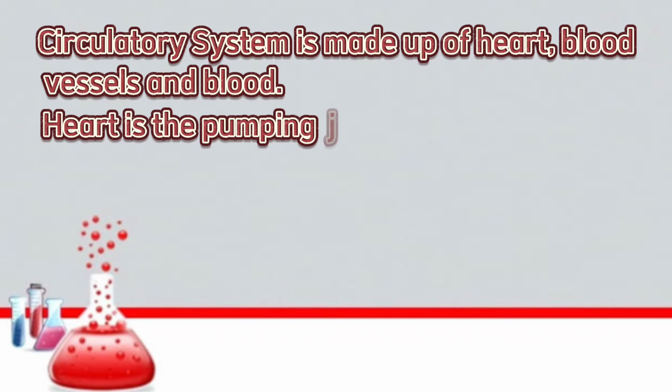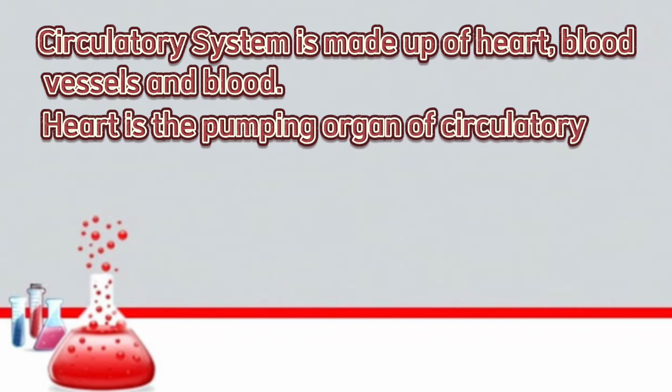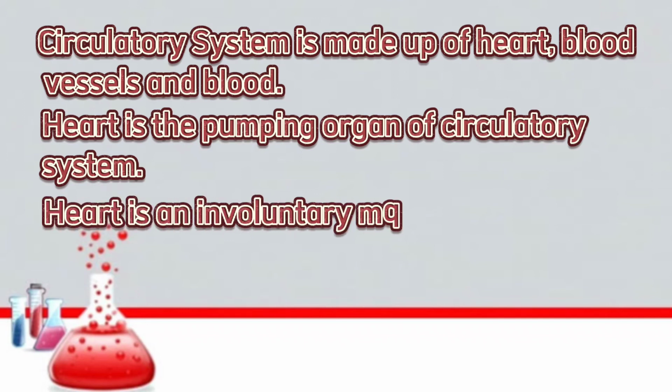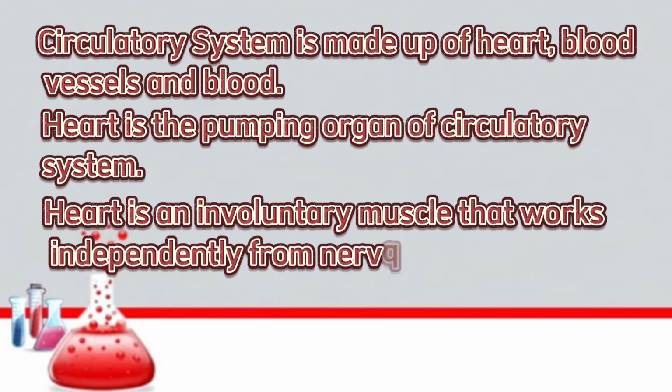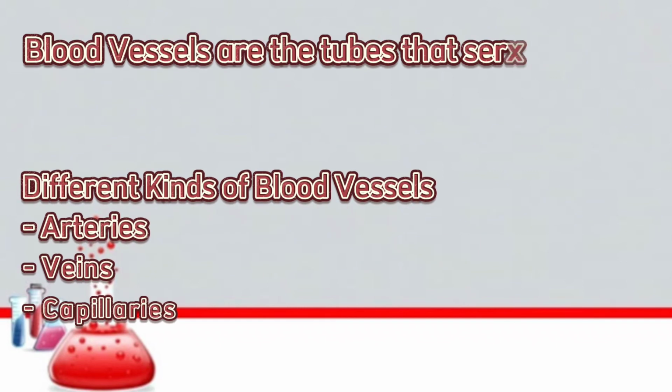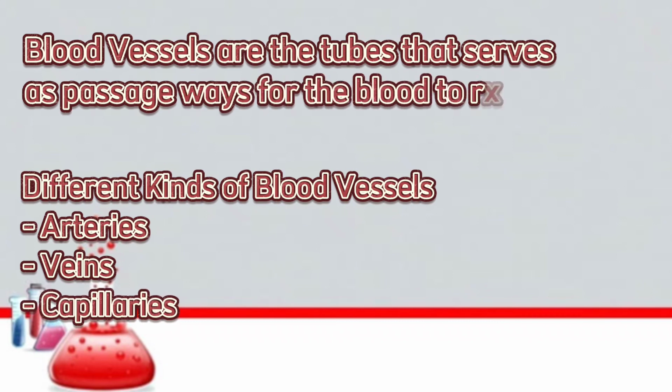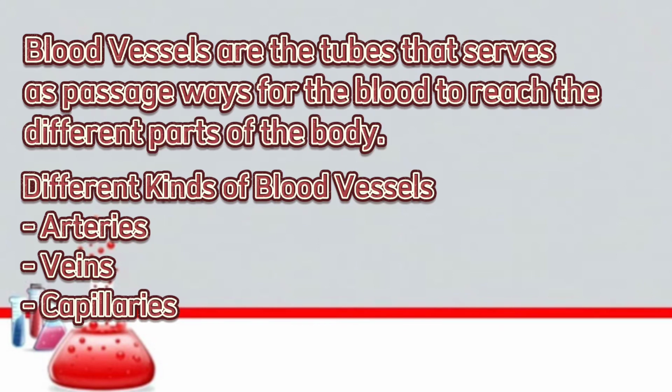Next is heart. Heart is the pumping station or pumping organ of the circulatory system. The heart is an involuntary muscle that works somewhat independently from the nervous system. Next is the blood vessels. Blood vessels are the tubes that serve as a passageway for the blood to reach different parts of the body.